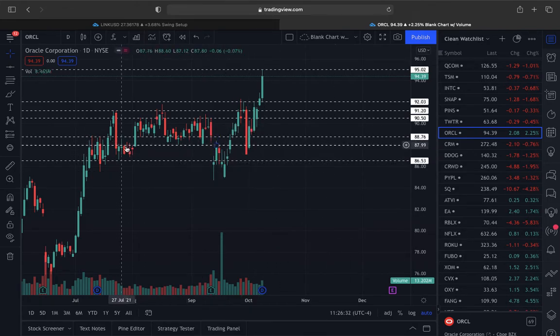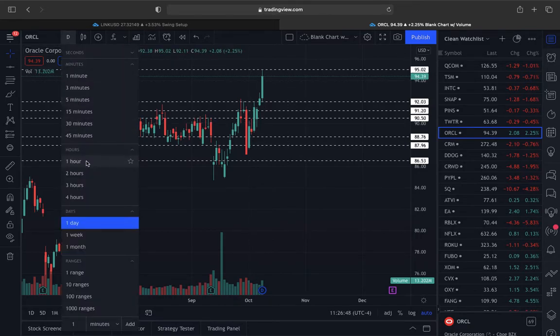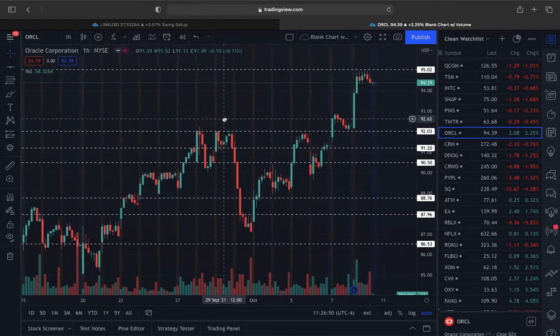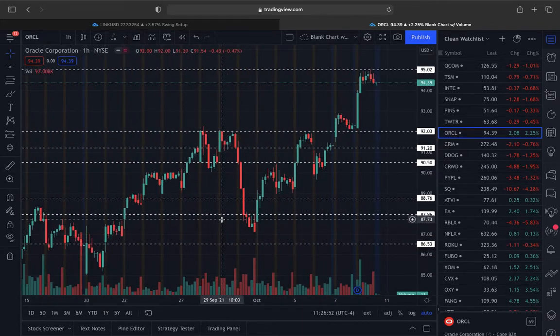Okay, and then we can see some selling pressure back in here at the end of July as well off of this $88 level. Okay, so this is a really easy method for you to apply in your own trading if you struggle with support and resistance. So let me break it down to the hourly time frame now, and we'll get a good look at it.